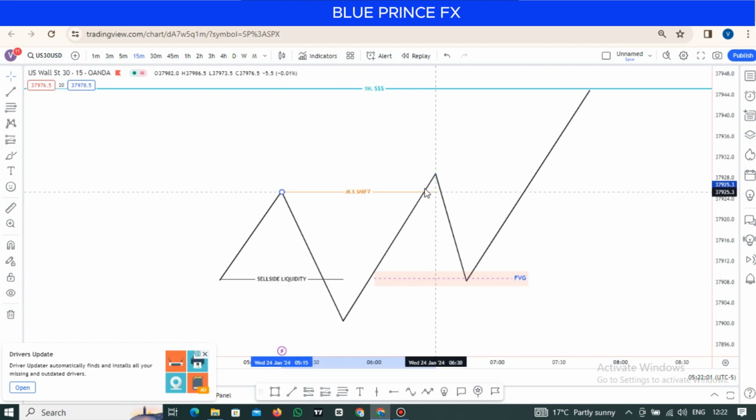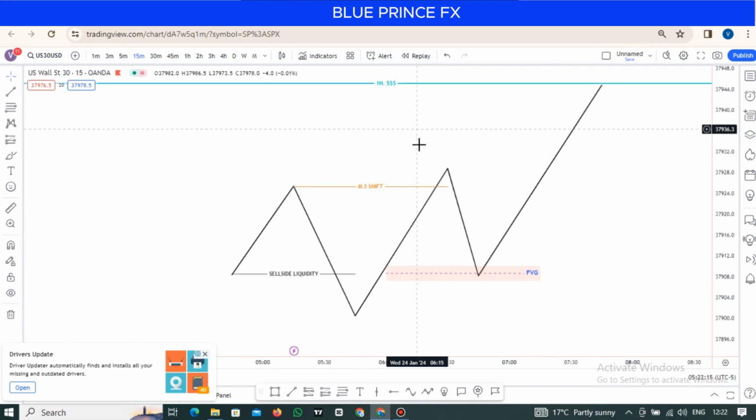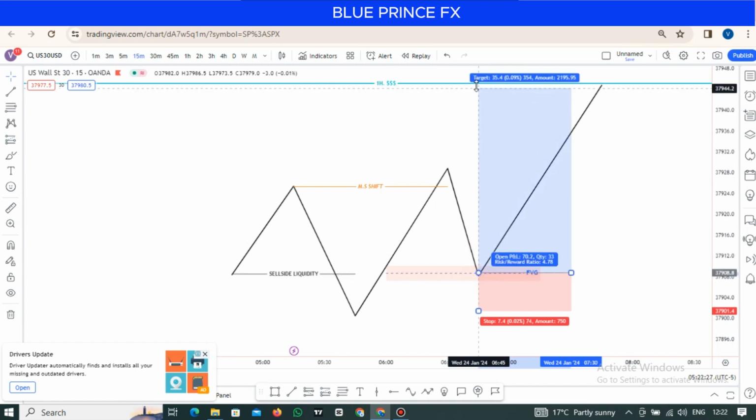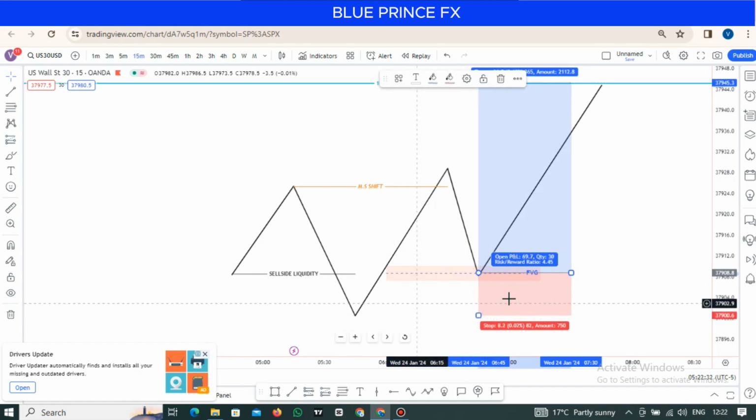We saw a market structure shift here with a displacement, and we have a fair value gap forming in a discounted market after the market structure shift. So now we can wait for the market to come and retrace into the fair value gap, and we take our buy position here at the 50%, sorry, 50%, and you can safely target this 1 hour liquidity, and you hide your stop loss below this protected low. That's how you do it, guys, right?